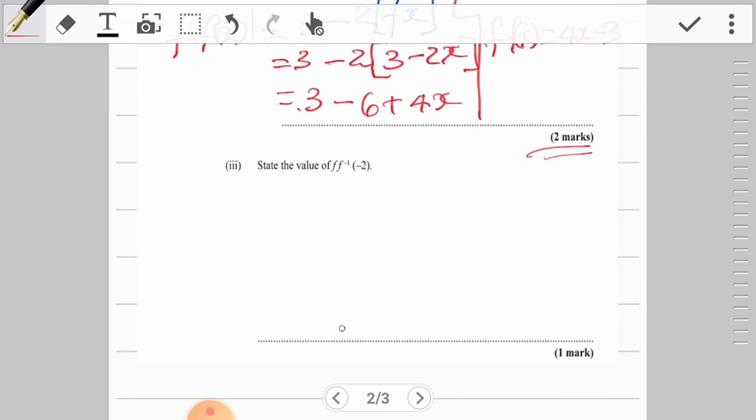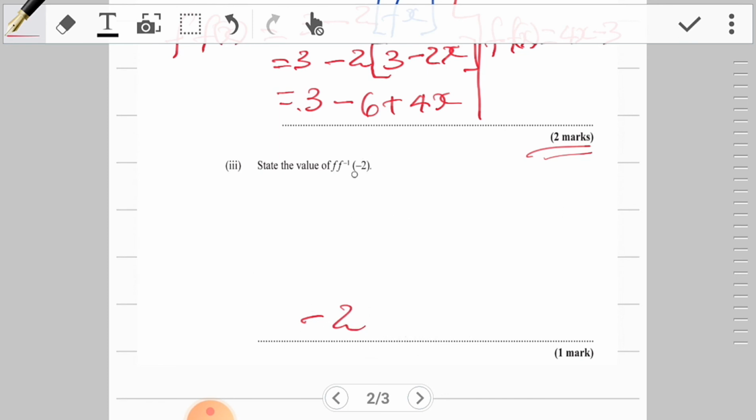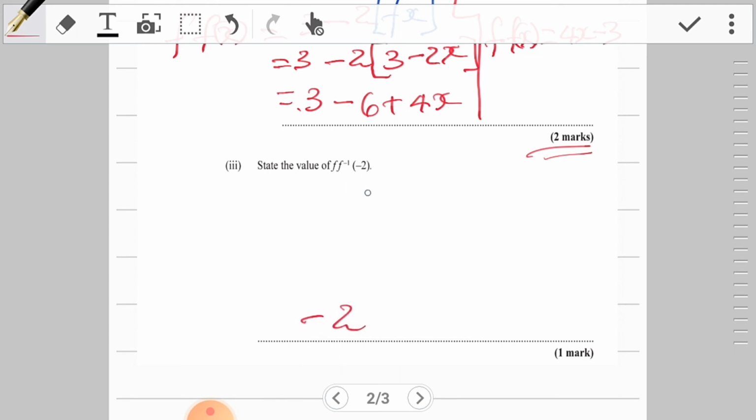The last question is a given. The answer is x, because if you put an inverse function into the function, the function and its inverse, you will get x. So this value still stands. You understand? And that is why it's a 1 mark. You really don't need any writing for this.